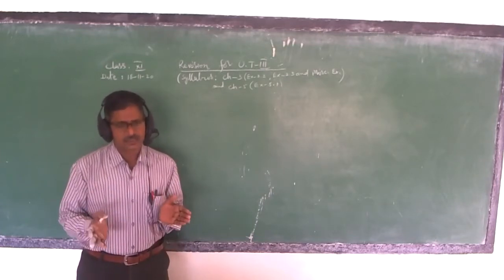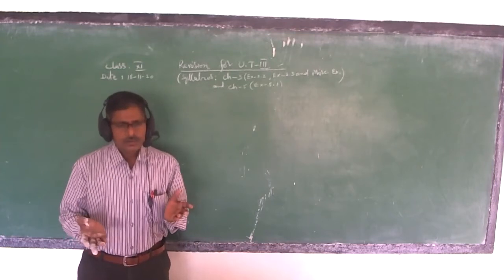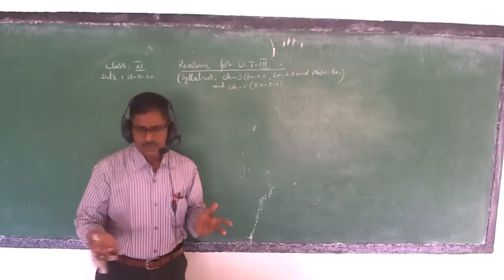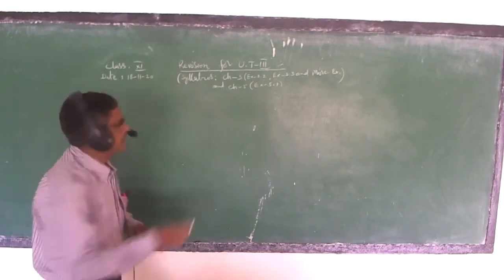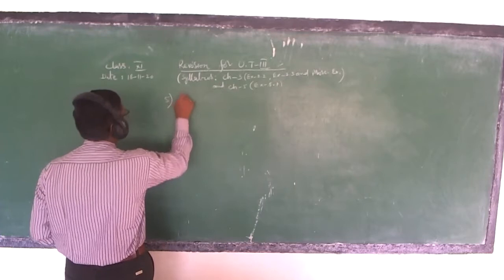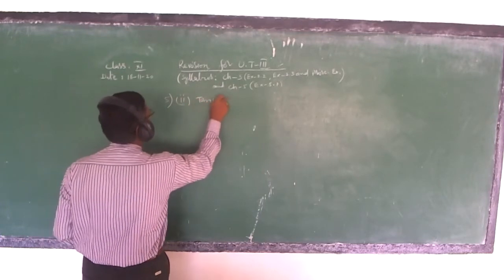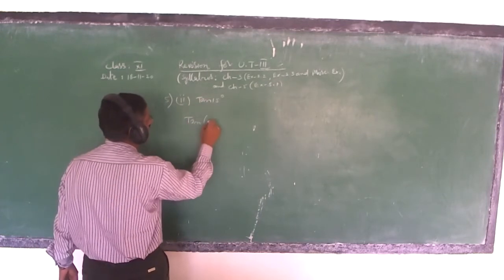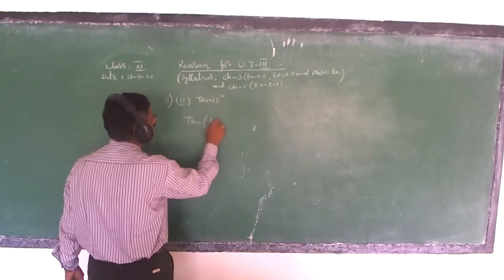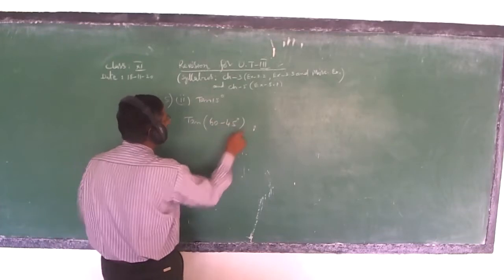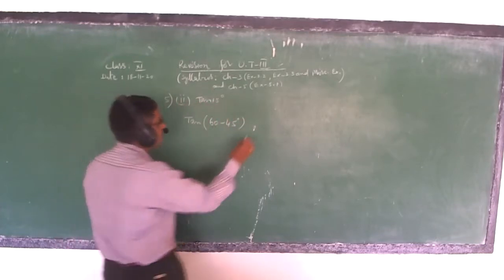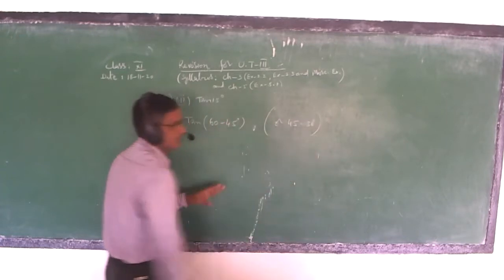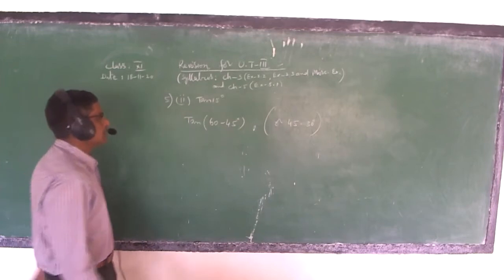Other than these angles, how to find the value of any trigonometric ratio at other angles? For example, here tan 15 degrees. Fifth question, second bit. Tan 15 degrees value we have to find out. This can be written in two different ways. Tan 15 degrees can be written as 60 minus 45 degrees, or 45 minus 30 degrees also can be written. So any one of the two ways we can write.